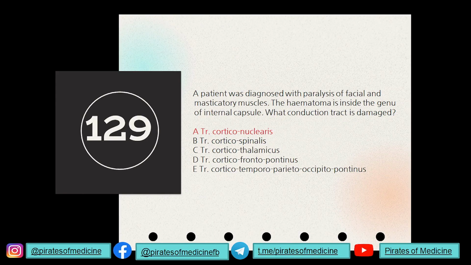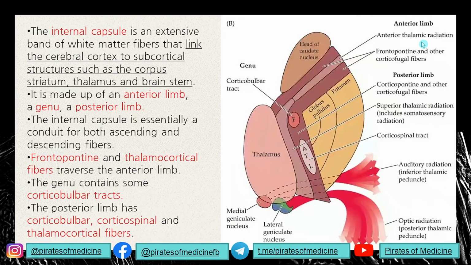129: a patient was diagnosed with paralysis of the facial and masticatory muscles. The hematoma is inside the genu of the internal capsule. What conduction tract is damaged? If you remember the question related to the internal capsule, I told you that the internal capsule is a band of white matter that links the cortex to the subcortical structures like the corpus striatum, thalamus, and brainstem.